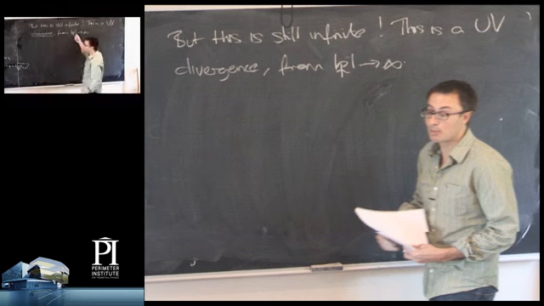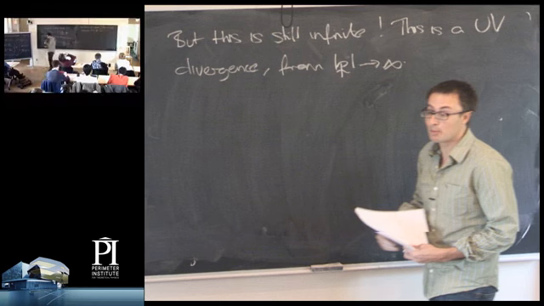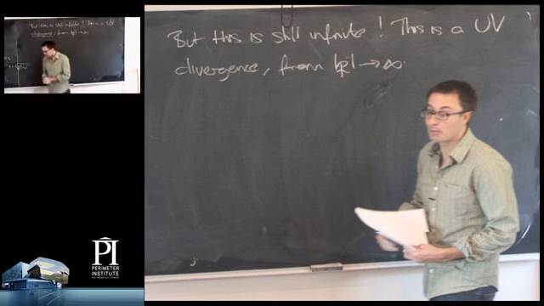So divergences in quantum field theory that come from very large momenta, or very small fluctuations of the field, fluctuations on small distance scales, these are called ultraviolet divergences. Okay, so where's this coming from? Well, again, it's sort of our fault. We put it in.